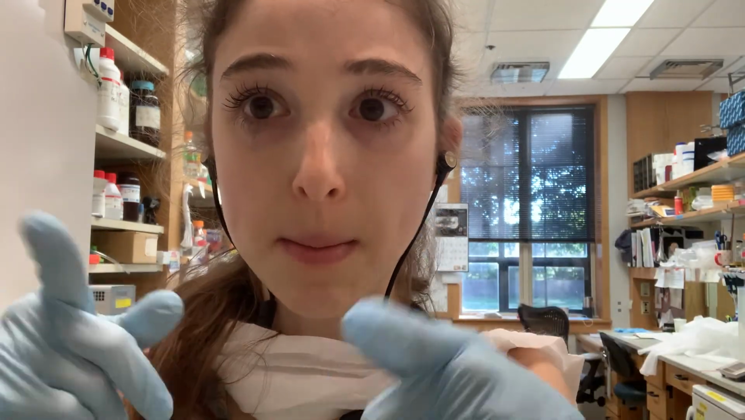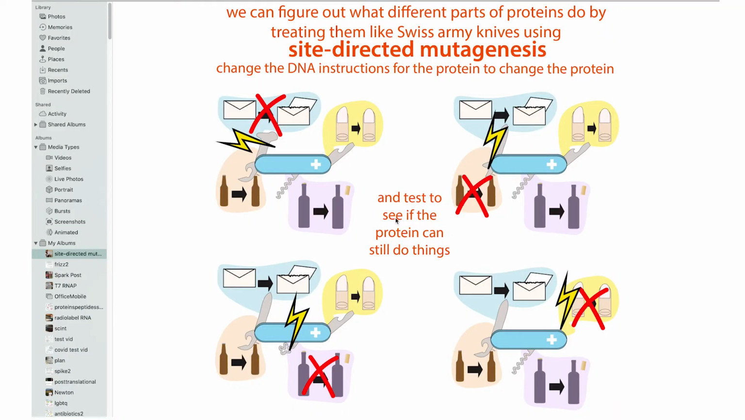Okay, so let's go. Well, I like to think of it a bit like a Swiss Army knife. We can get an idea about what proteins look like using structural biology techniques like X-ray crystallography, cryo-EM, NMR, that sort of thing. And that gives us ideas about what different parts of a protein might do.